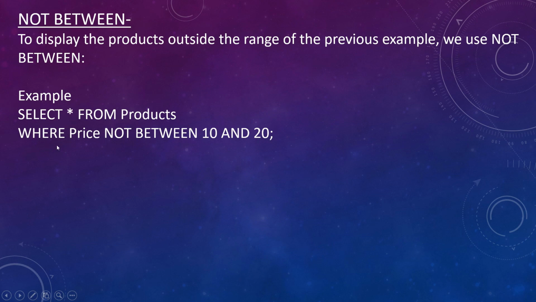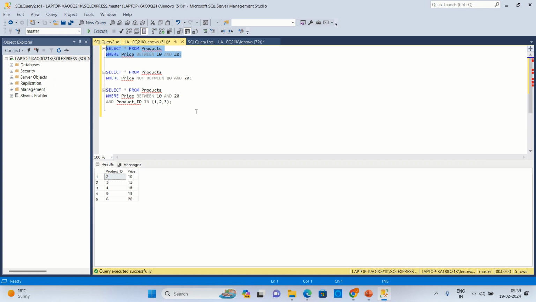This is how we will write the query in case we want such a final result set: SELECT * FROM products WHERE price NOT BETWEEN 10 AND 20. Let's execute this query in SQL Management Studio. If I execute this query, you will find that all the prices are outside this range. The prices are 5, 25, 30, 40, 50, but not a single product ID is coming which has a price between 10 and 20. This is the final result set that we get.